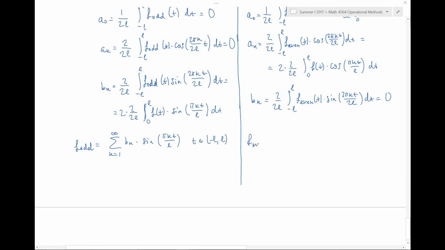And the even function is going to be the summation as k goes from 0 to infinity of a_k times cosine of pi k t over L. Because the b_k coefficients for this series are 0, only a_k coefficients can integrate into something non-zero. And again, this represents the even extension of the function on the interval from minus L to L. However, the even extension equals f on the interval 0 to L, therefore the same series will represent the function f of t on the interval from 0 to L.